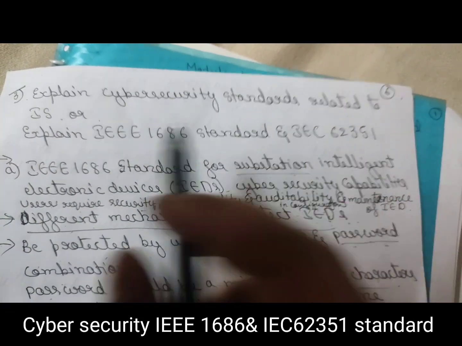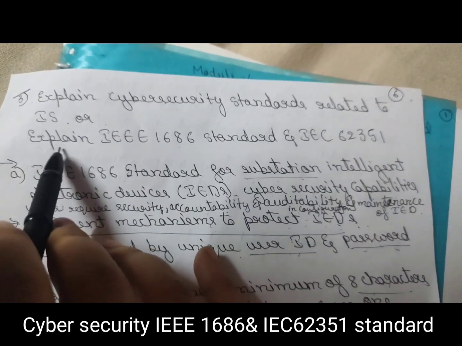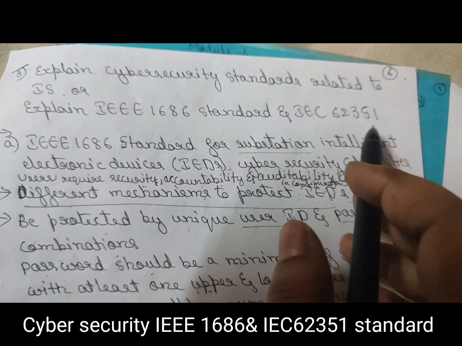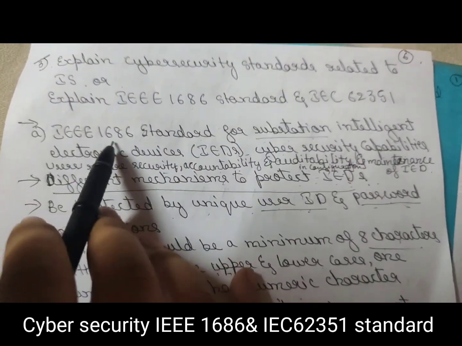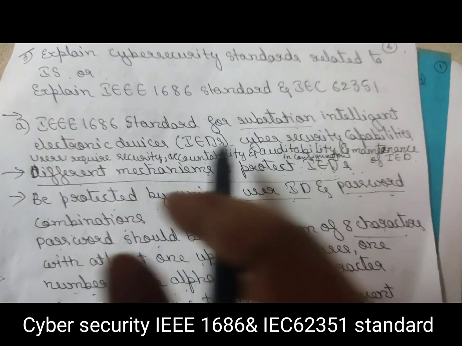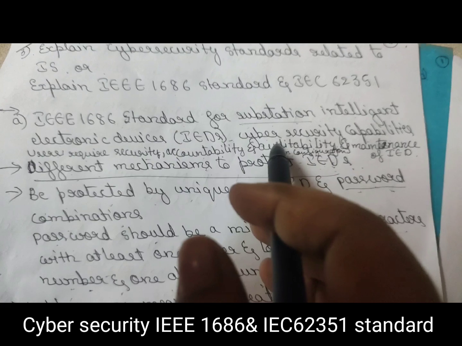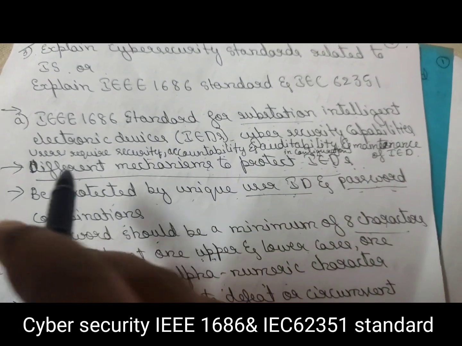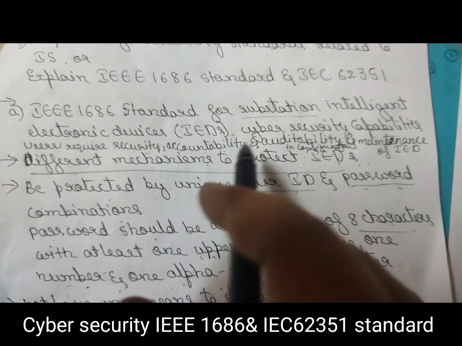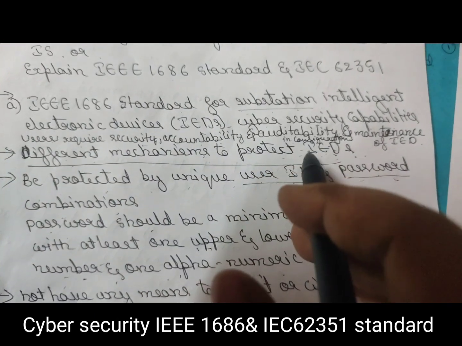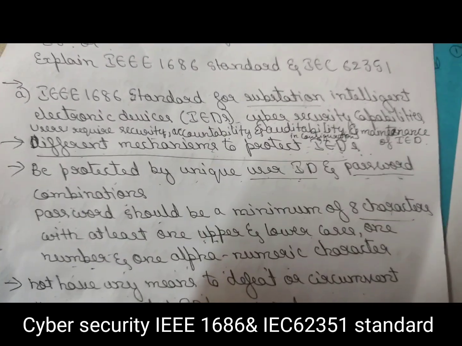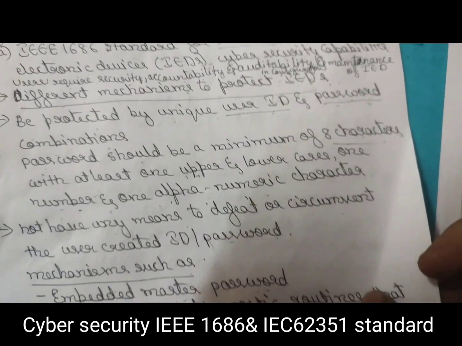Security standards related to IS are explained: the IEEE 1686 standard and IEC 62351. IEEE 1686 is the standard for substation intelligent electronic devices' cyber security capabilities. It requires accountability, security and auditability in the configuration and maintenance of IEDs. There are different mechanisms to protect IEDs.